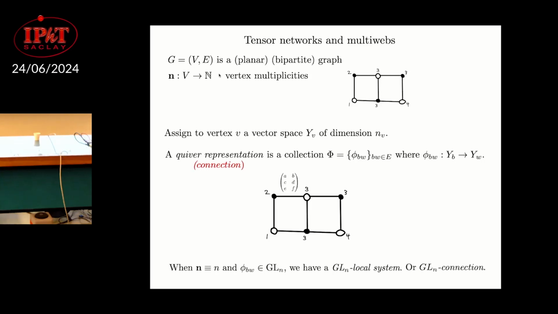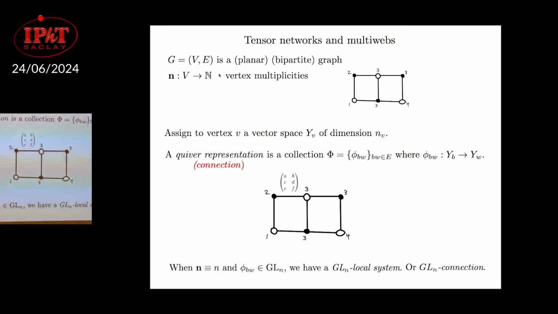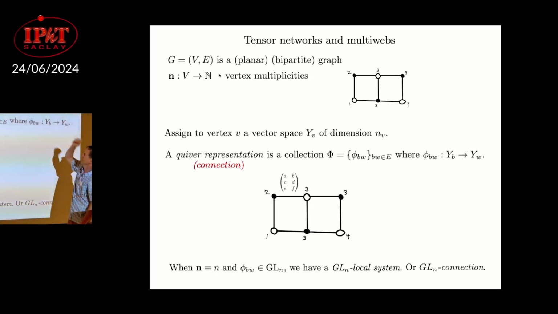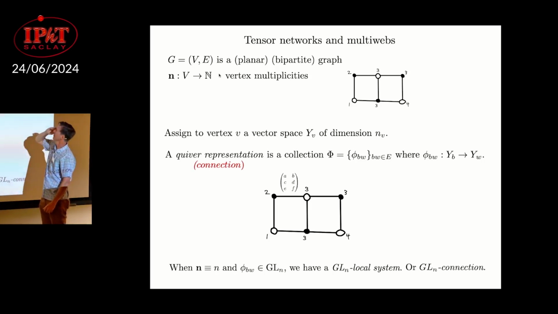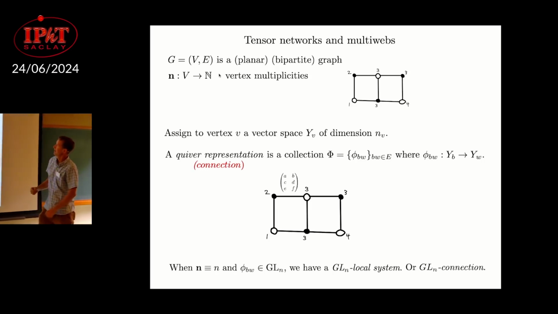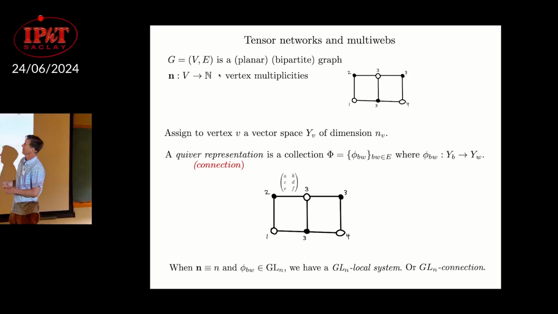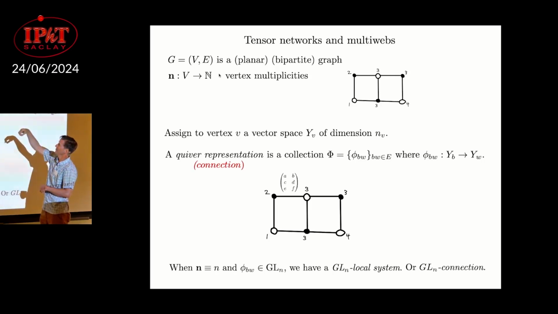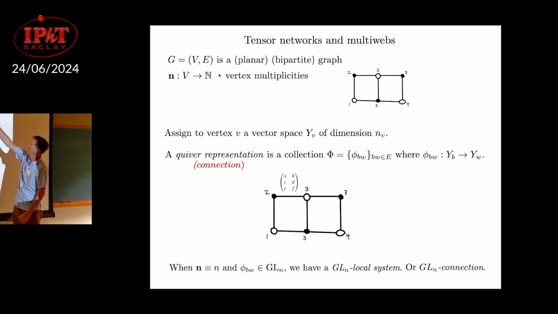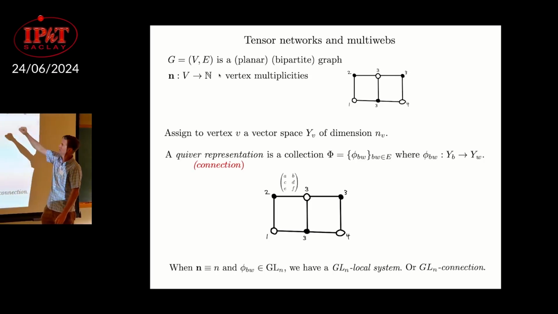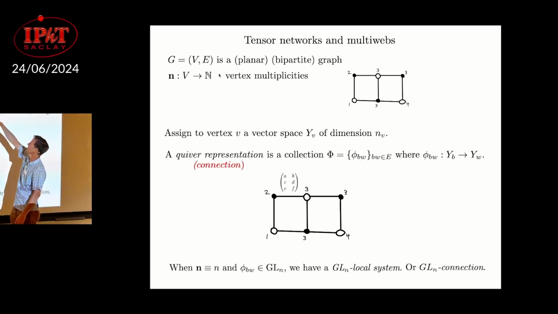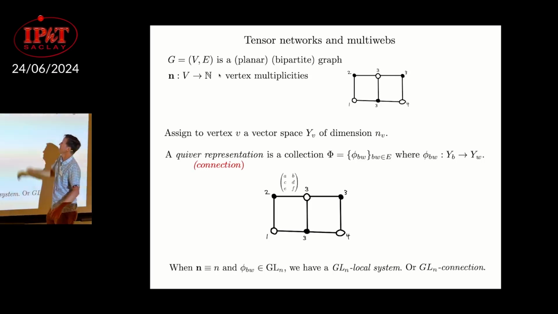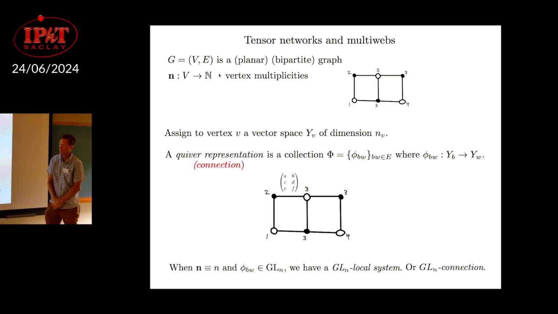So let's talk about multi-webs. The underlying object for us is a planar bipartite graph, and part of the data is a multiplicity at each vertex, which is just a natural number, as indicated here. Those are going to be dimensions of some vector spaces. We assign each vertex a vector space of some dimension, which is allowed to vary from vertex to vertex.